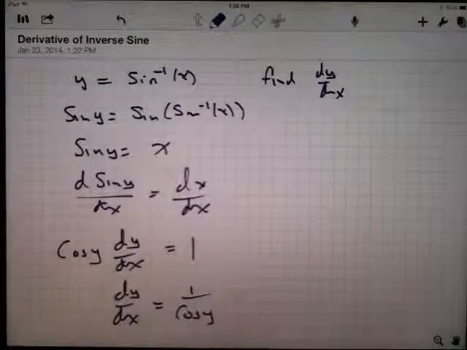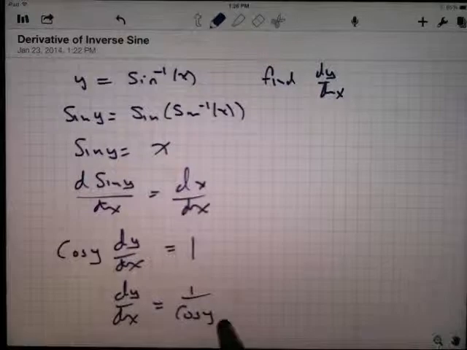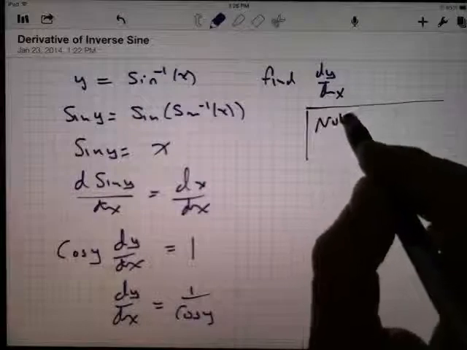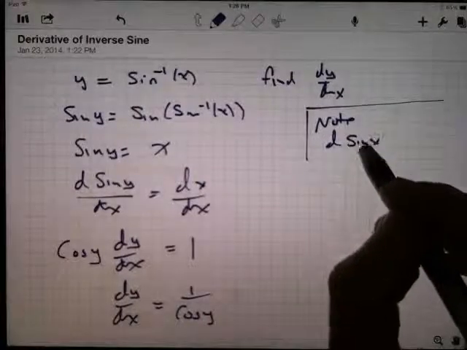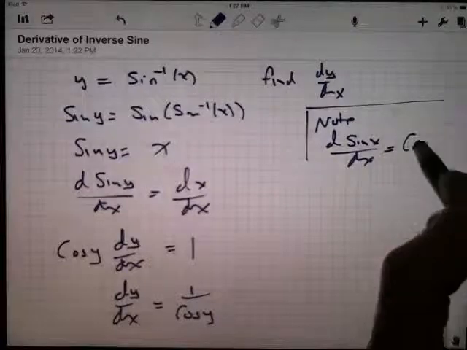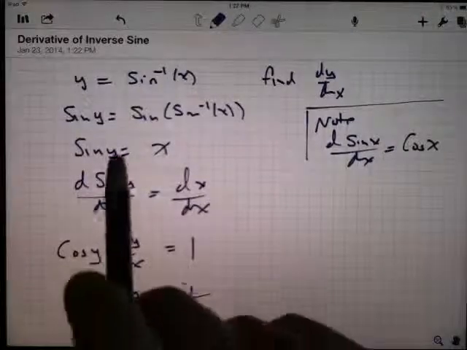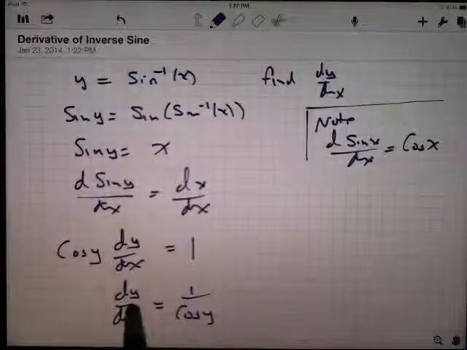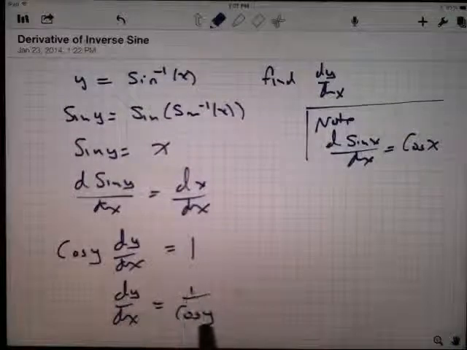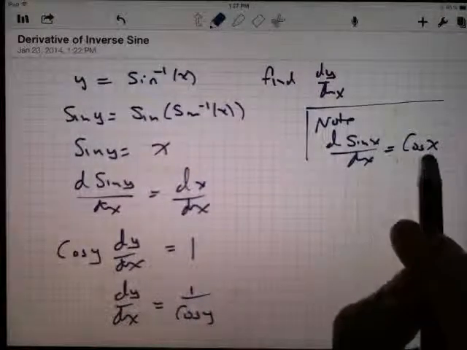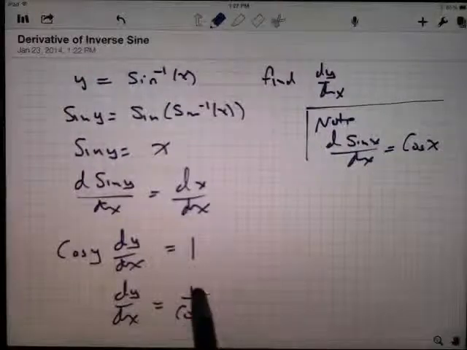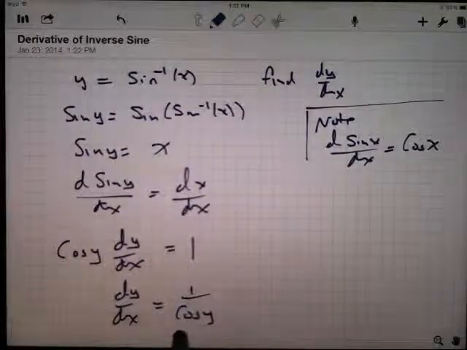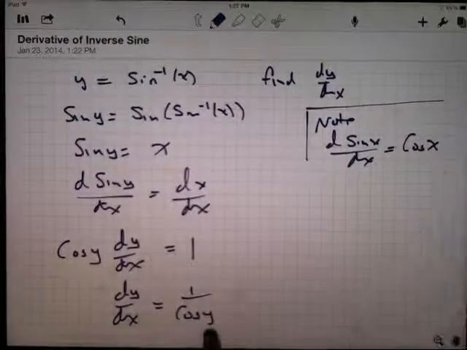I'm going to pause here for a moment to ponder the import of this statement. Over on the side here, I want to note that the derivative of the sine of x with respect to x is the cosine of x. Now I have that y was equal to sine inverse x. I've calculated dy/dx. So the derivative of the sine inverse of x is 1 over cosine y. Derivative of sine x, cosine x. Derivative of inverse sine x is 1 over the cosine y. Because the derivative of the inverse function is the reciprocal of the derivative of the function with the other variable plugged in.